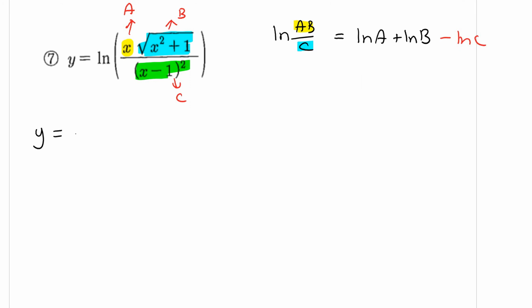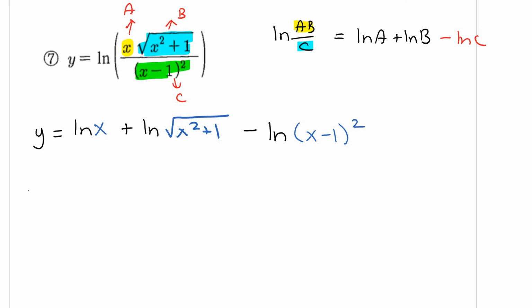So this would be y equals ln x plus ln of root x squared plus 1, sorry, not plus, it's actually minus, minus ln of the bottom piece there, which is going to be bracket x minus 1 all to the power 2. So that's how I can expand that.